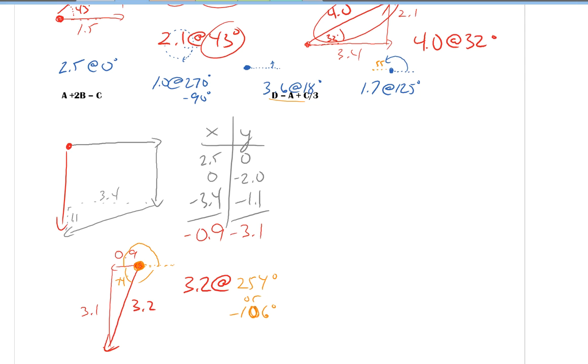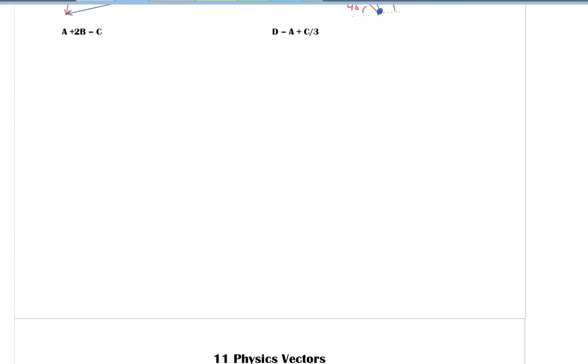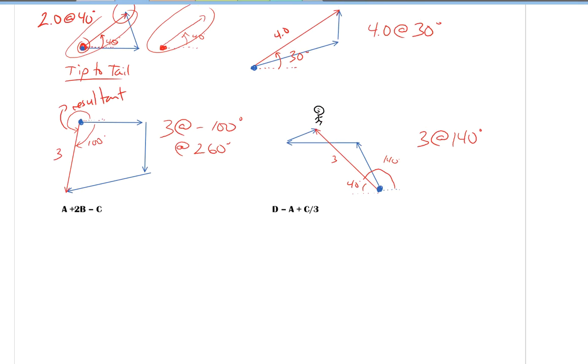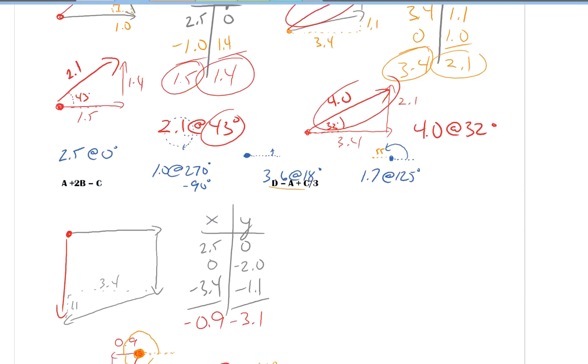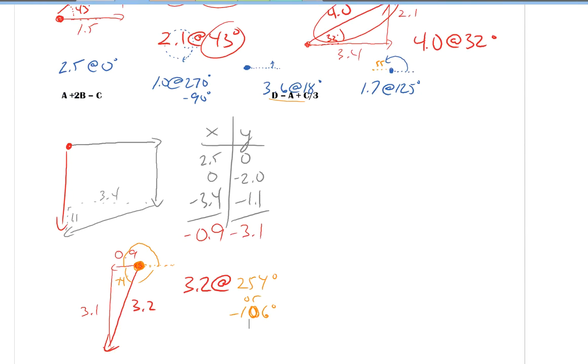Okay, and if we check our estimate from the last time we did this, here we got 3.2 at 254, and we had 3 at 260. So really, really, really close. Okay. All right, one more to go. Okay, so let's try this one. So we got d minus a plus c over 3.